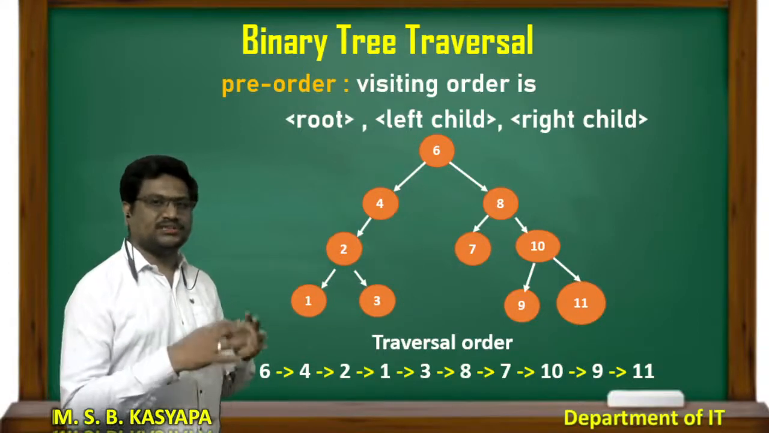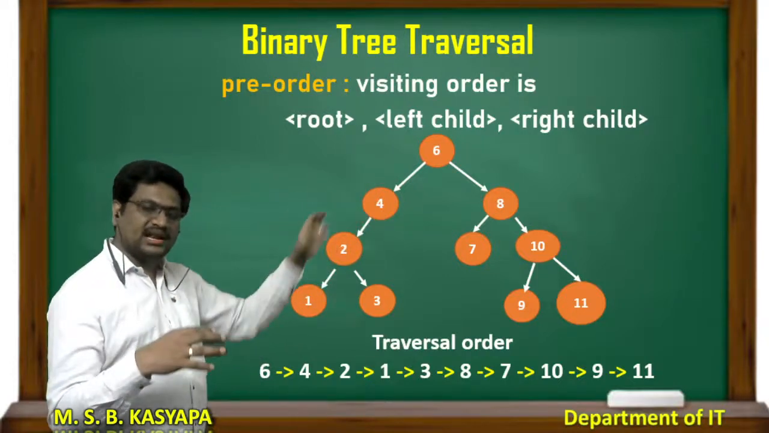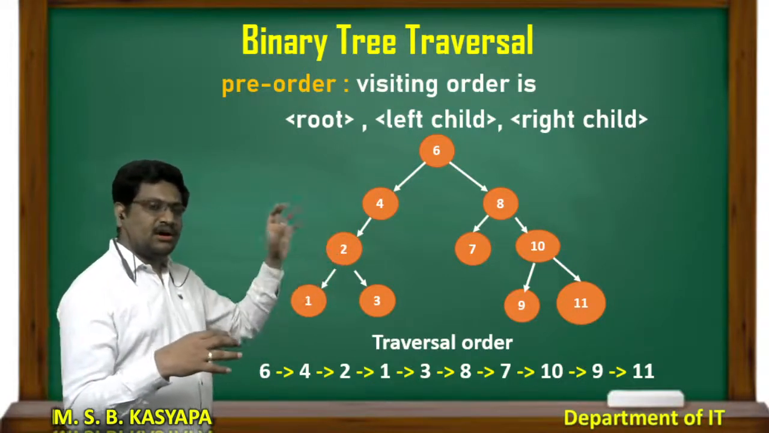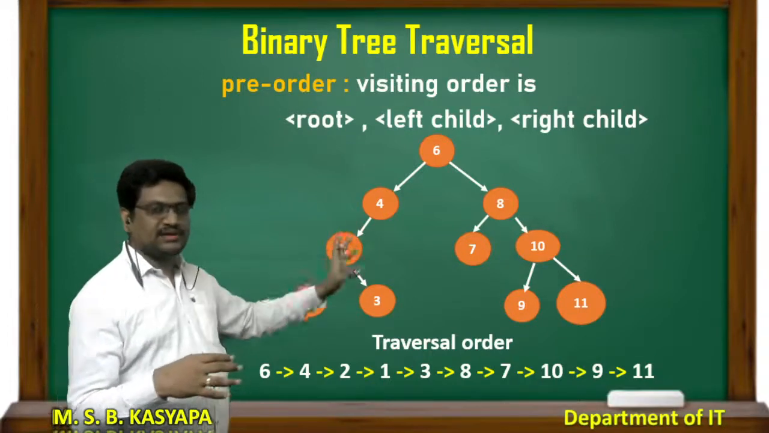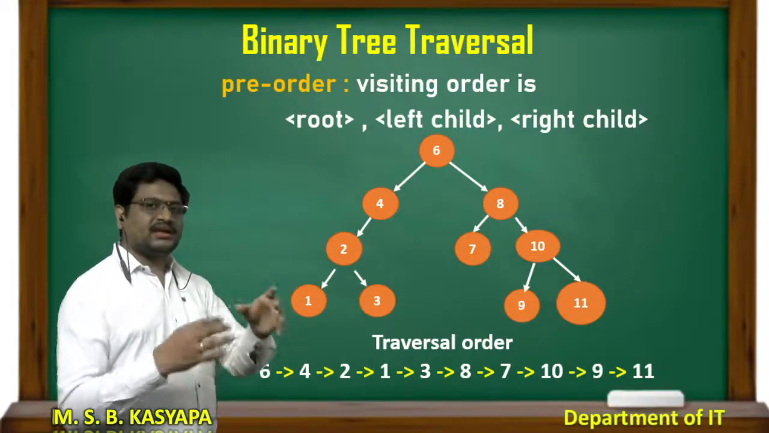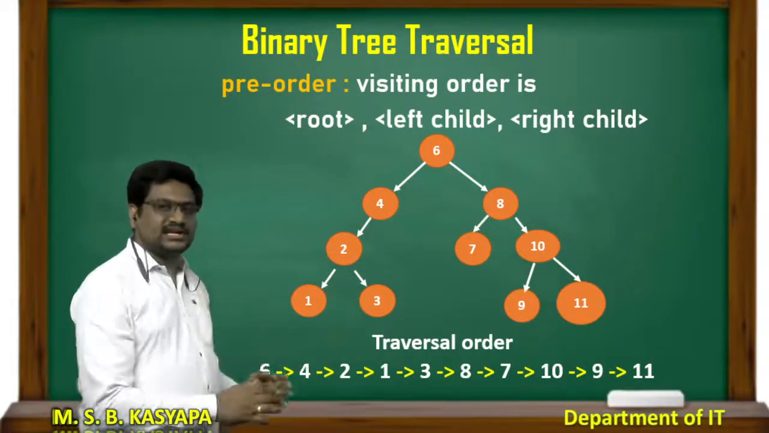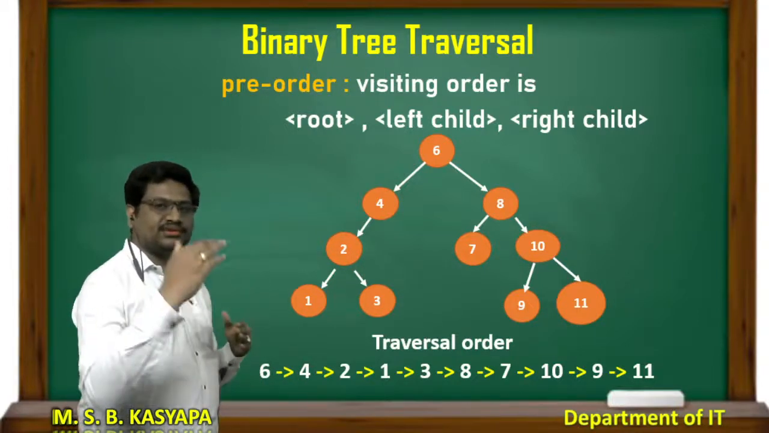In the right subtree, first I have to visit the subtree's main node, that is 8. After 8, the left child 7. After 7 is completed, all the nodes on the left side are visited, so I am going to the right side, that is 10. And after visiting 10, it goes to 10's left child, that is 9. After visiting all the nodes of the left side, then I will move to the right side, that is 11.